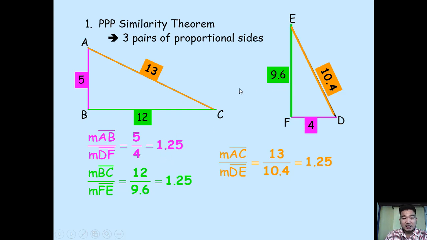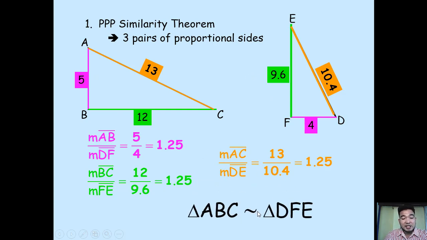So these two triangles are similar by the SSS similarity theorem because of having three proportional sides. So if these two are similar triangles, then their corresponding angles are also congruent.